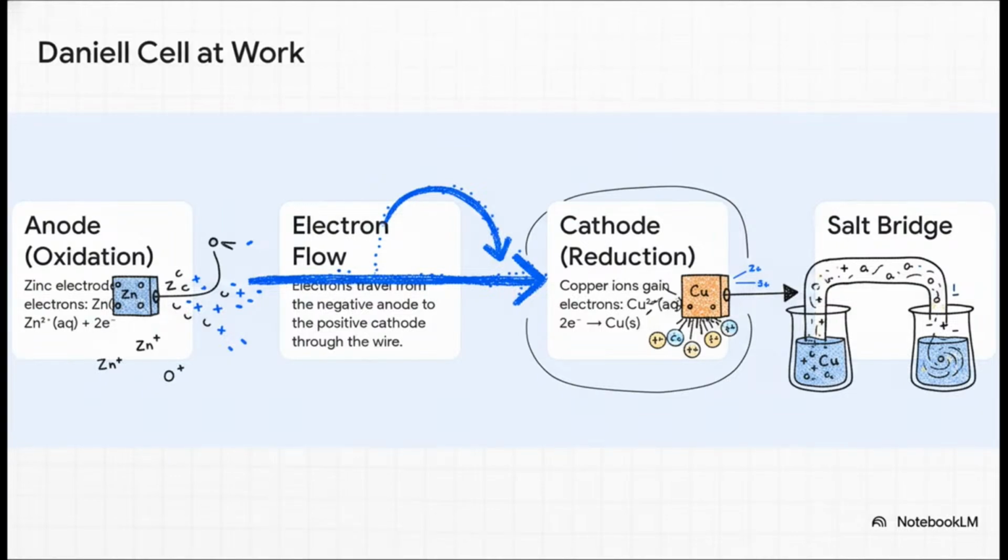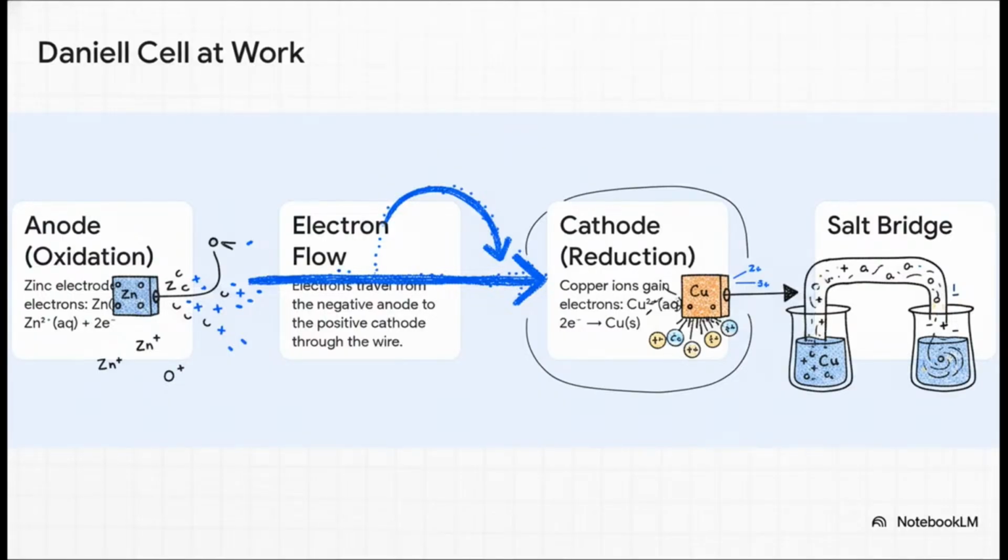They travel all the way over to the second room, the cathode, where a copper electrode is just sitting in a solution full of copper ions. And these copper ions, they are desperate for electrons. So they grab those incoming electrons in a process we call reduction, and they turn into solid copper metal. But, and this is a big but, if that's all that happened, the zinc room would get way too positive, the copper room would get way too negative, and the whole show would just stop.